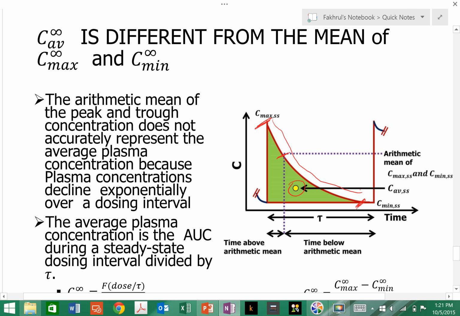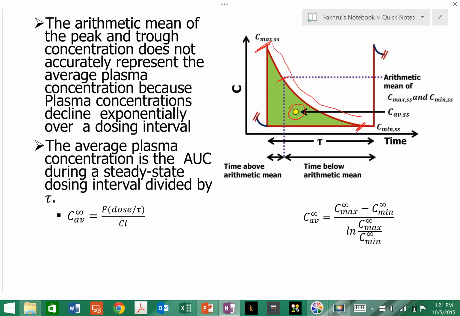To calculate the exact average, you have to use a complex equation like this, which I will explain to you later. You have Cmax minus Cmin, and then this log will take into consideration the exponential fall. So bottom line, if you take the mean of Cmax and Cmin, it is not going to give you the exact C average. For C average, you have to use another equation, either this one or that one.